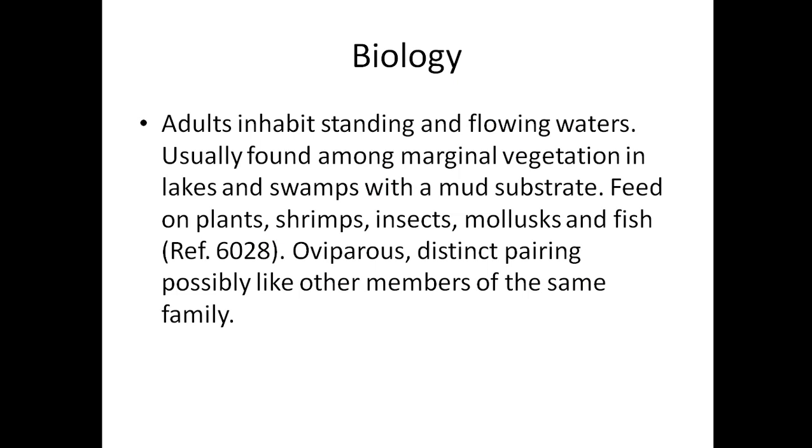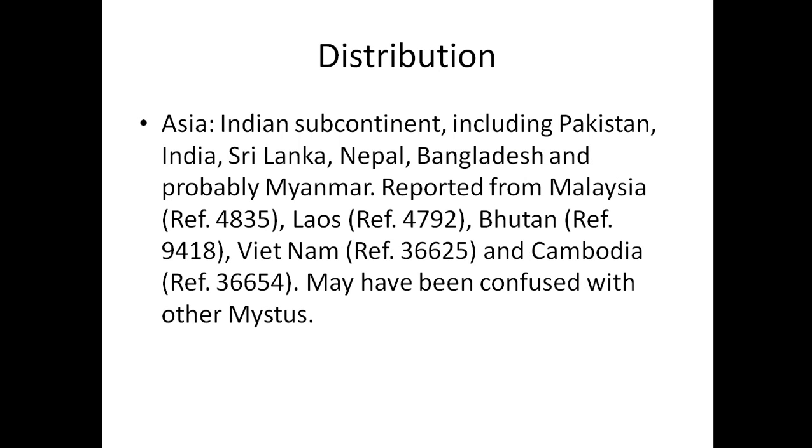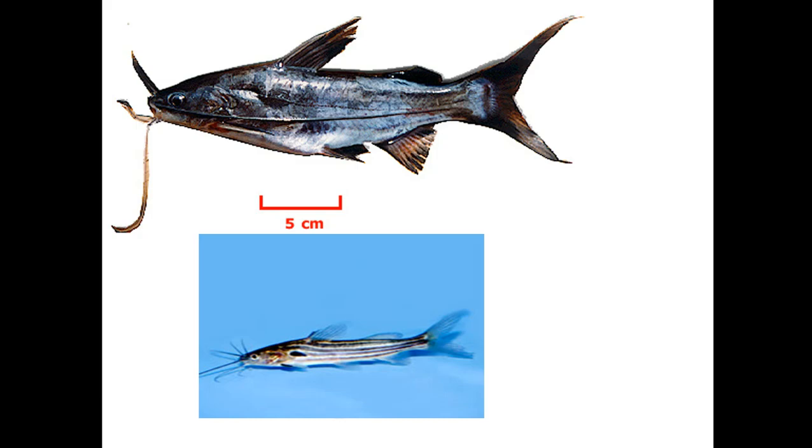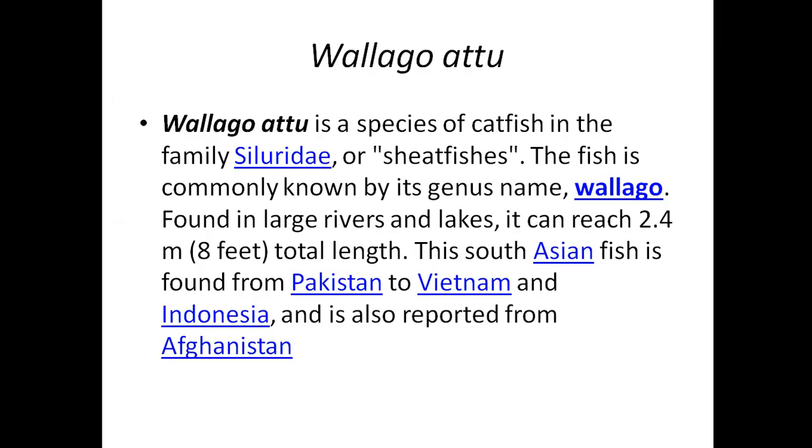Usually adults live in standing and flowing waters, on the side where there is vegetation in the lakes and swamps. Feeds on plants, shrimps, insects, molluscs. All catfishes are carnivores. Oviparous. As I have told you already, they are found in the Indian subcontinent. This is the distribution. So for the day we will stop here, and I think we have to discuss one or two more fishes. Then we can move on to the general topic.